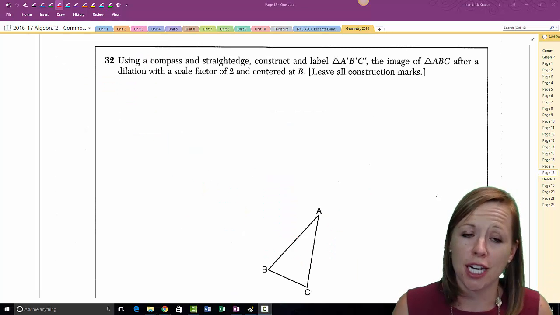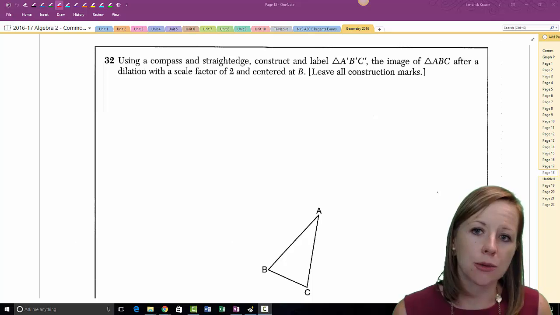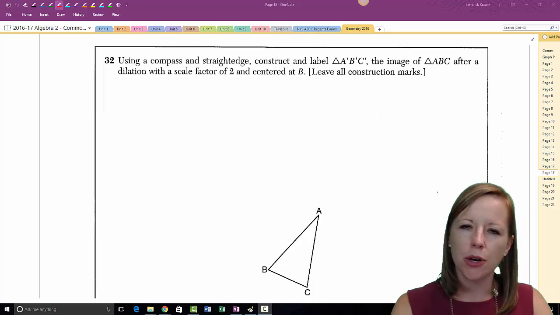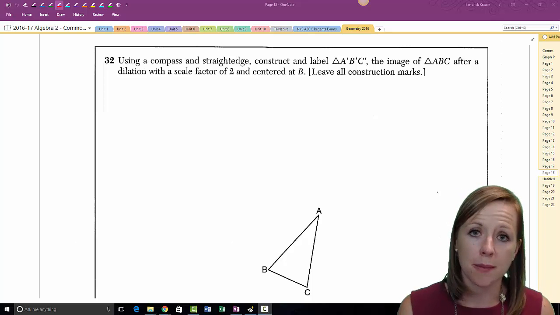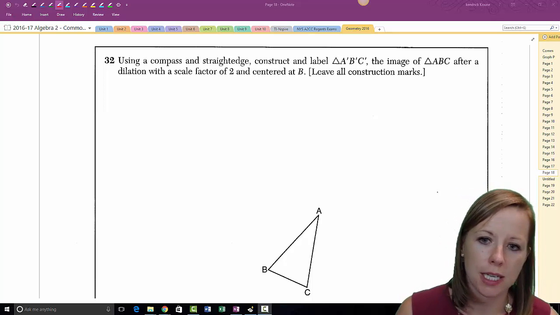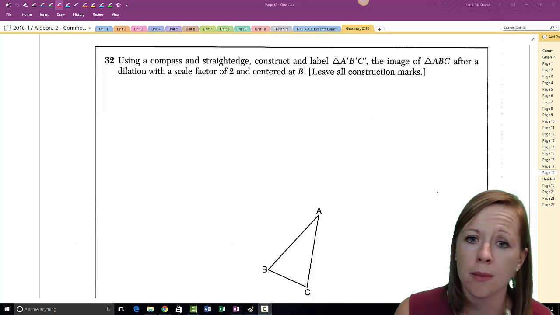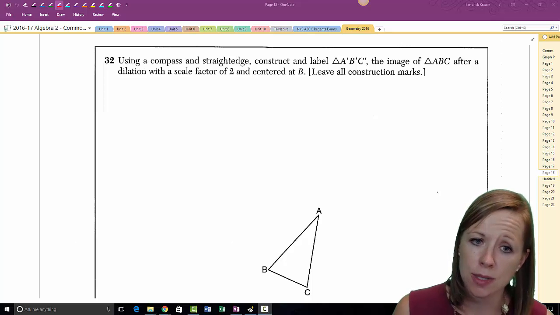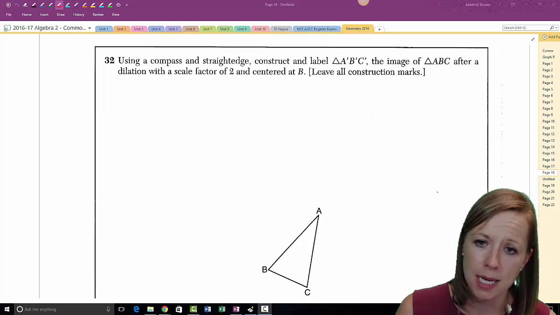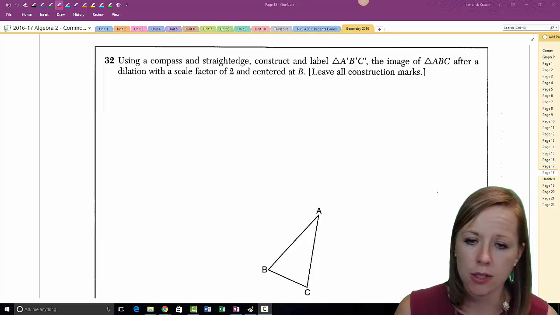So another construction on number 32, and again, I don't have a straight edge and a compass on the computer, so in order to talk you through this, I'll try to explain it the best I can. It does say construct and label the image after a dilation with scale factor 2, centered at B, leave all construction marks.